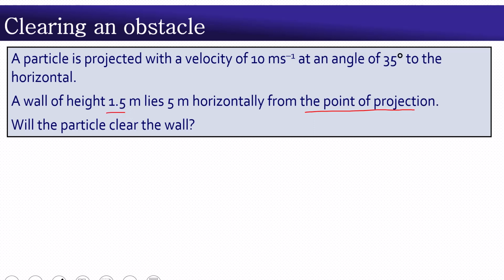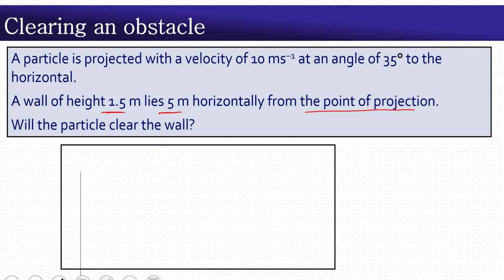1.5 meters. To find this, we need to find the distance in the y at which the particle will be when its distance in the x will be 5 meters. After finding out that distance, we compare it with 1.5 and see. If it is greater than 1.5, then we say yes, it will clear the wall. If it is less than 1.5, we say no, it will not clear the wall.